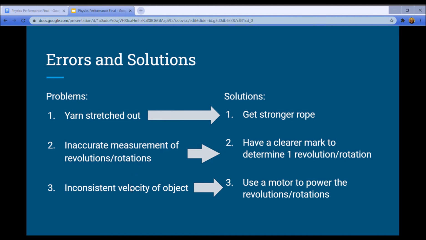And along with that, there was an inconsistent velocity of the object, because at some points I accidentally slowed down, while at others I accidentally sped up and used varying forces. For a solution, I could use a motor to power the revolutions or rotations, because that's going to be at a constant velocity.